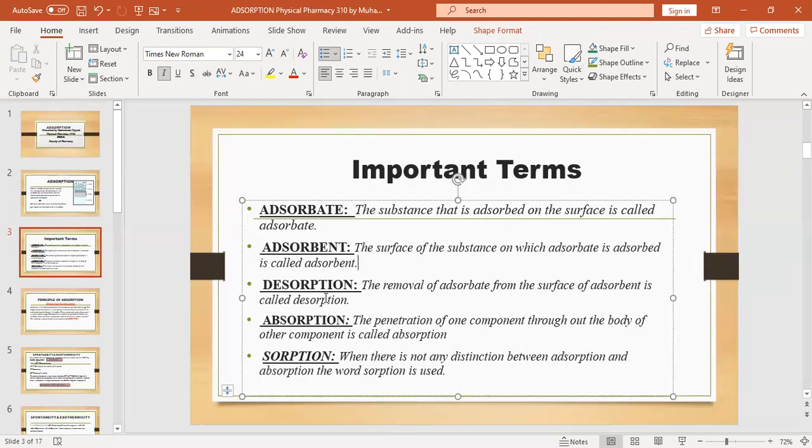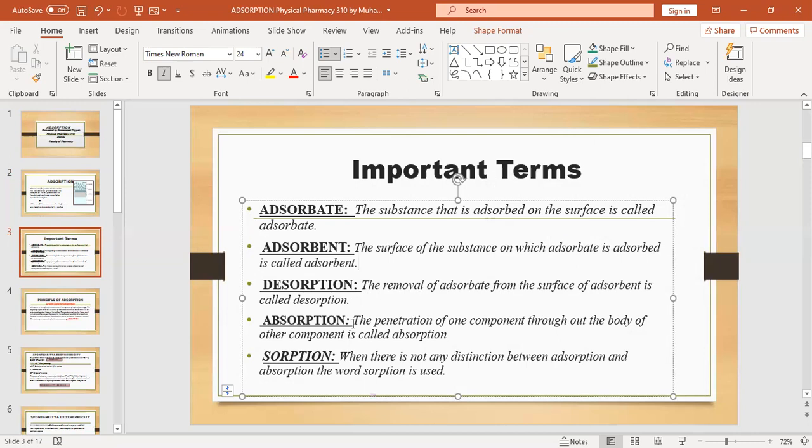Desorption. The next term is desorption. Desorption is the opposite of adsorption. The removal of adsorbate from the surface of adsorbent is called desorption. It means it is the opposite of adsorption.